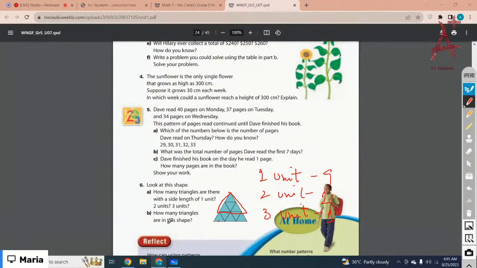How many triangles are in this shape? 1, 2, 3, 4, 5, 6, 7, 8, 9. 9 small triangles, one 2-unit triangle, and one bigger triangle. So it will be 9, 10, and 11 triangles, right?